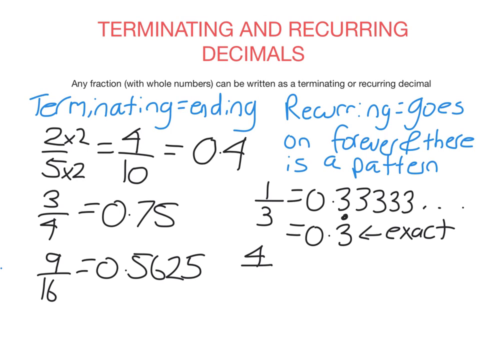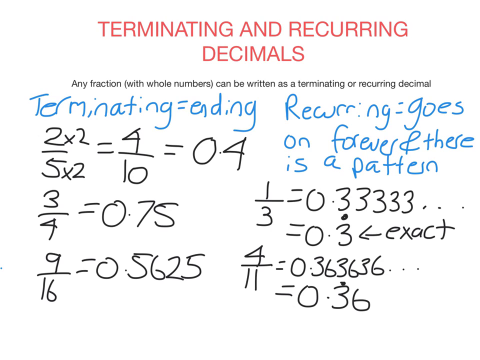Let's look at something like 4/11. Well, that actually equals 0.3636 and so on. The 3s and the 6s go on forever. There's a pattern to it. The first, third, fifth, seventh, etc. numbers after the decimal point are all 3. The second, fourth, sixth, eighth, etc. numbers after the decimal point are all 6. So this one is recurring and it has a pattern. So 4/11, we can write it like this, 0.36. Because the 3 and the 6 both go on forever, we can put a dot above each of them. You can also see it written like this, where you just put a dash above the 3 and the 6.